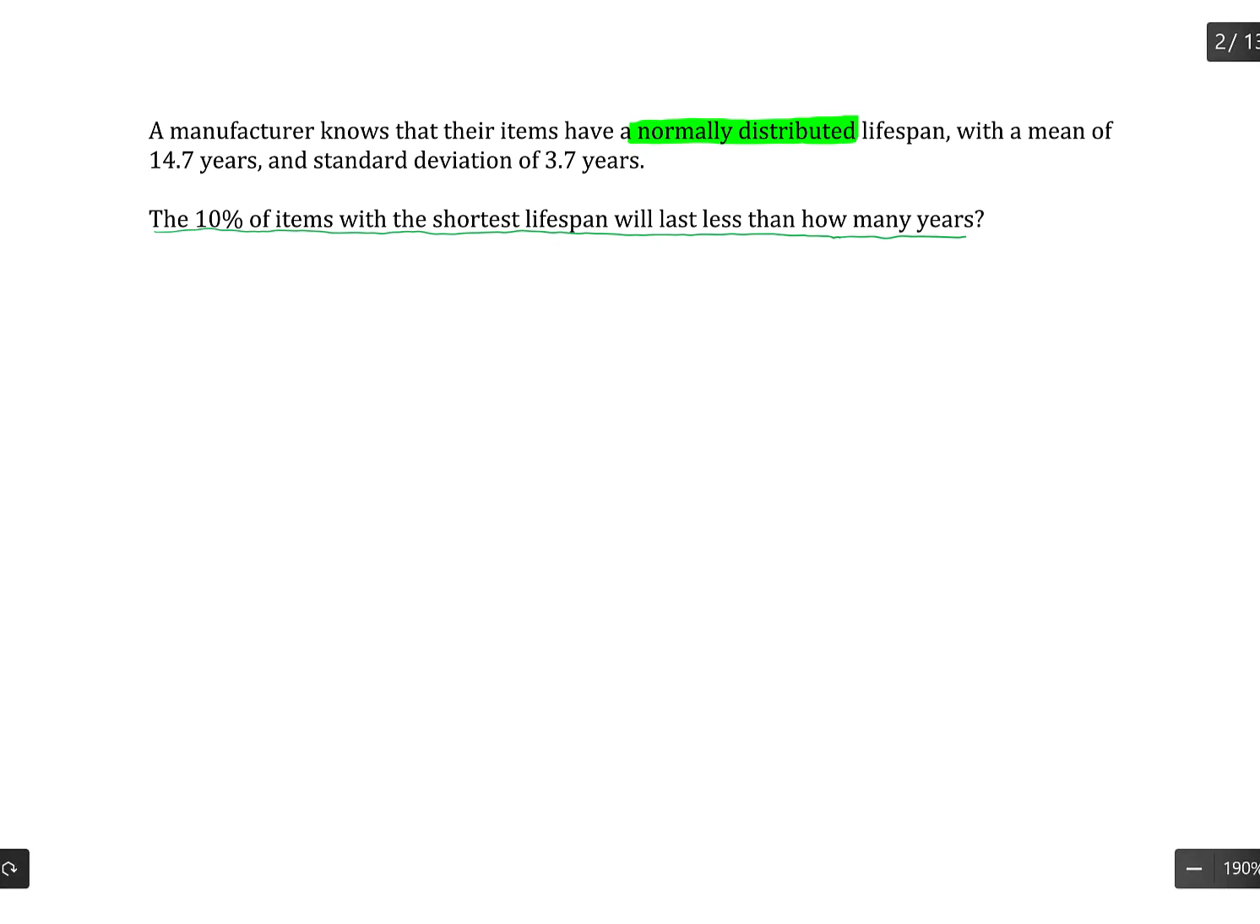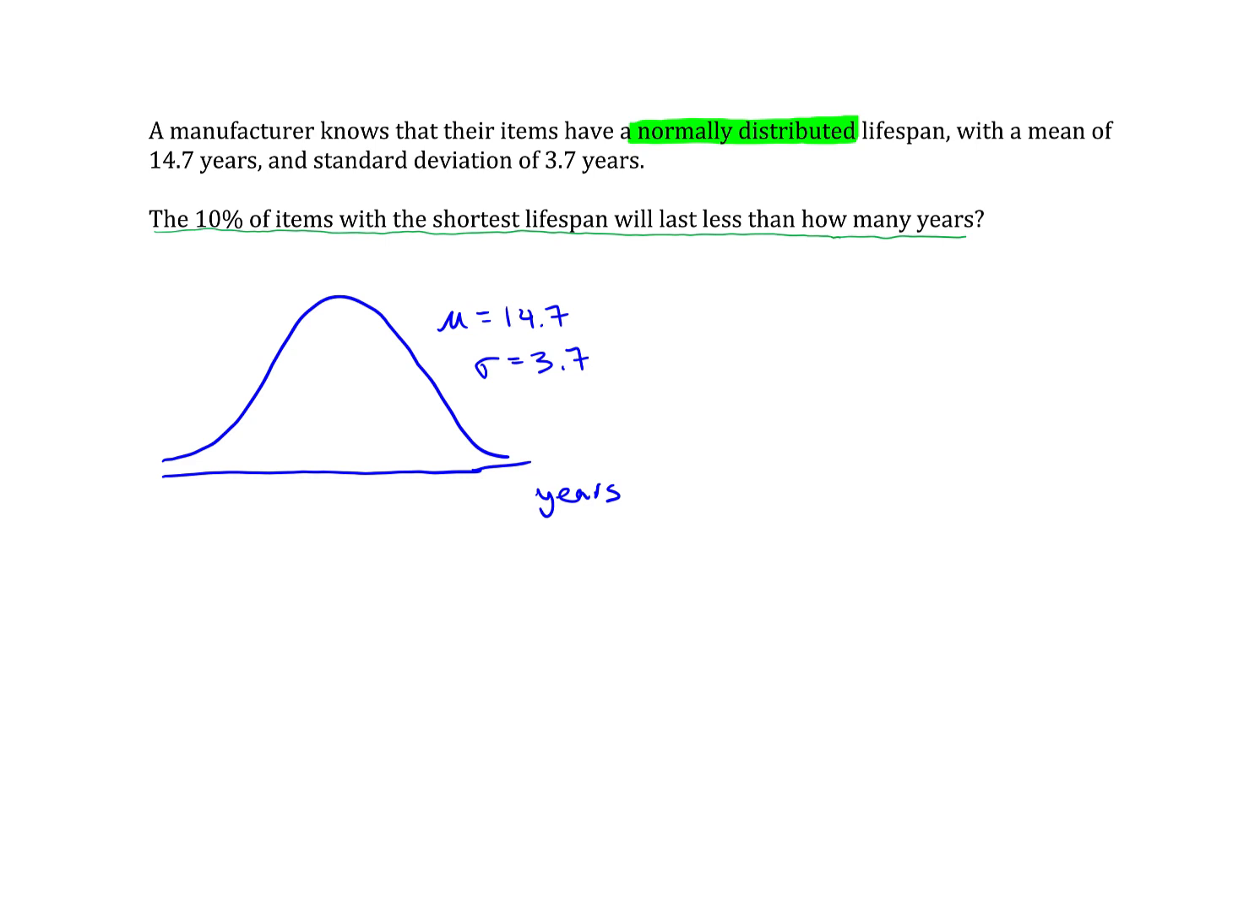Before I get too far, however, it's probably a good idea to sketch a distribution and put the pertinent information on there. So for instance, we have a normally distributed set of data that has an overall mean of 14.7 years and a standard deviation of 3.7 years. So this axis here is something in years, not in z-scores or probabilities, but years. So the mean number of years is 14.7.